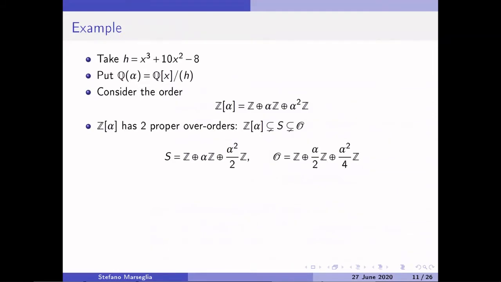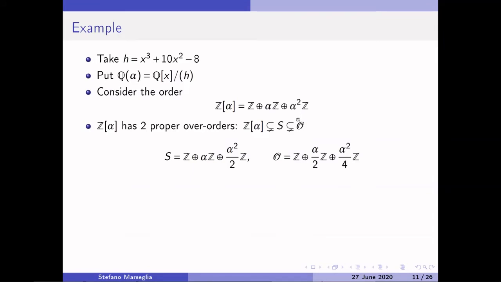Yes, so let's give an example. We take a polynomial of degree 3, x^3 + 10x^2 - 8. Let Q(alpha) be our number field. I'm claiming that this polynomial is irreducible, and Q(alpha) is the number field that we look at. We consider the monogenic order with its power basis.